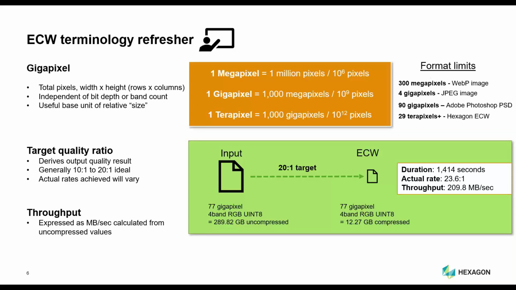Target quality ratio at the bottom defines the output compression quality. It is similar in concept to a JPEG percentage target, however, expressed as a ratio to the uncompressed size. The actual ratio achieved is variable though, and depends on the range of data values and presence of empty areas in the input. Importantly, the encoder will always ensure quality is equivalent. So if you convert image A at 20:1 target, the output quality is comparable to a completely different image compressed at the same quality rate, even if the actual rate achieved is different.